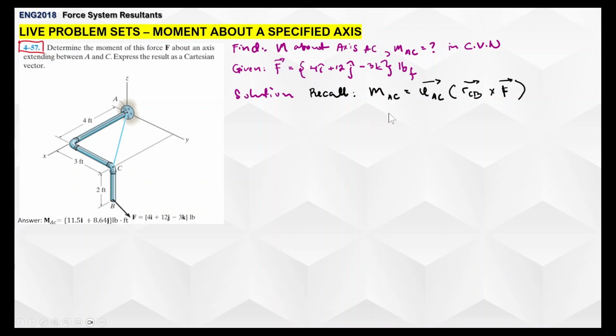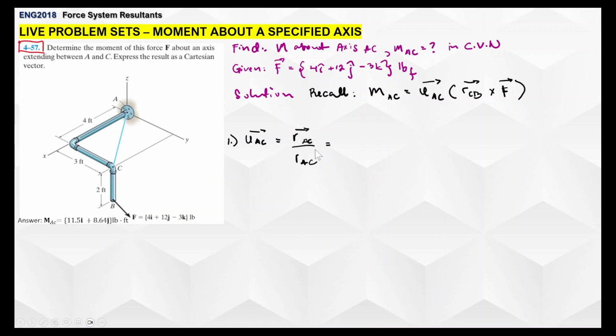So now that we know what formula to use, all we have to do is just identify the unknown variables that we have. So that is U_AC and position vector r_CB. So let's start with U_AC first. Unit vector U_AC is simply the quotient of the position vector r_AC over its magnitude r_AC.